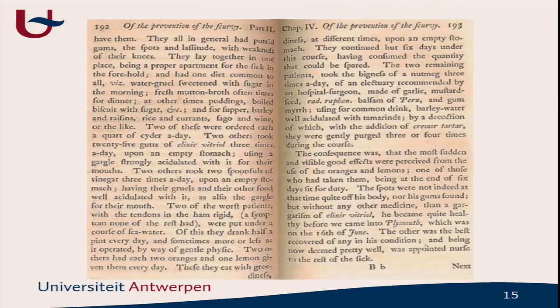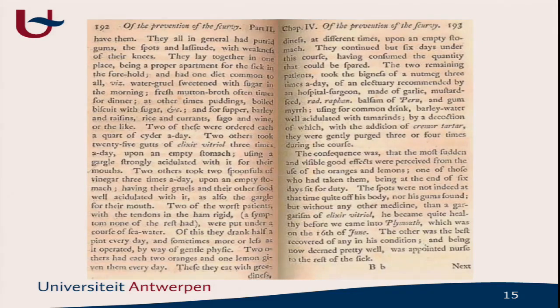Now, after that paragraph on controlling, he explains what the different treatment options were. "Two of these were ordered each a quart of cider a day." Two others, so 12 patients, and then 6 groups of 2 patients. So you as statisticians have immediately the feeling this is a small sample size. But he was not very worried about that.